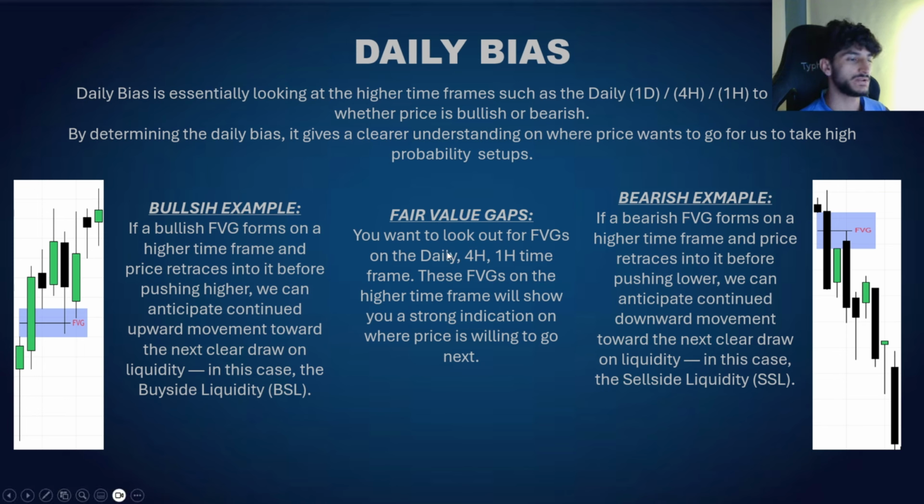It is very easy to determine our daily bias on a day-to-day basis simply by using fair value gaps. Now, we want to look at the fair value gaps on, first of all, the daily. And if we don't find any daily fair value gaps, then we move down to the 4-hour. And then if we don't find any 4-hour fair value gaps, then we move on to the hourly time frame.